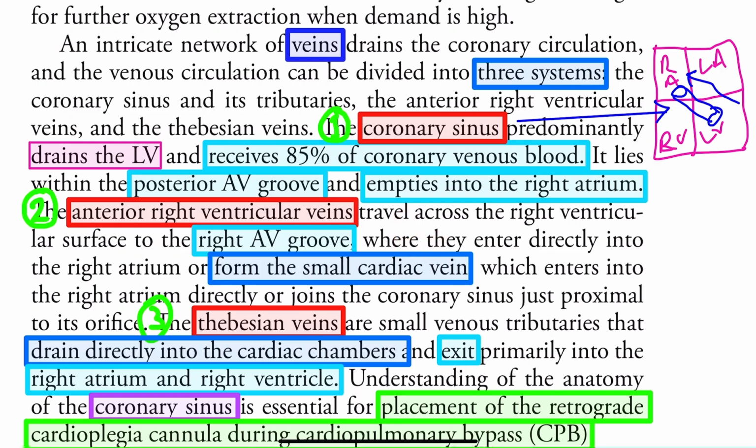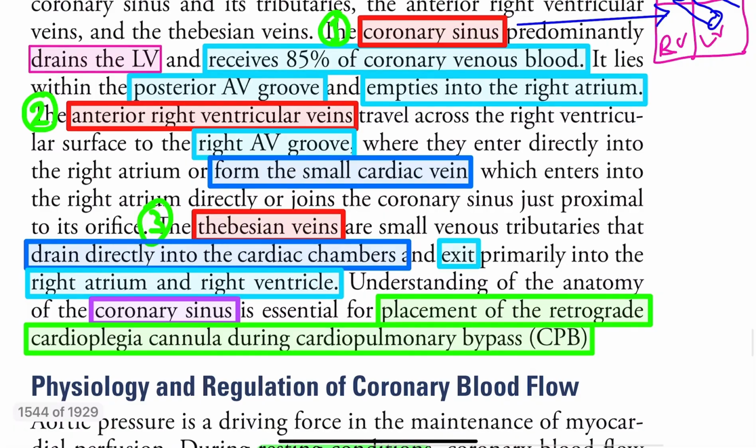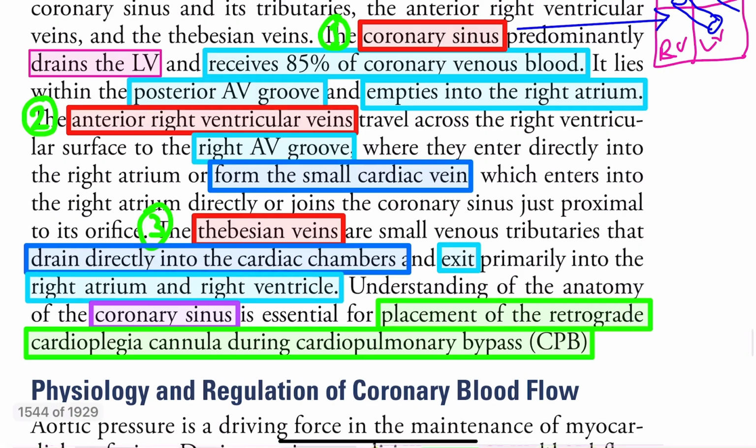Now come to the Thebesian vein. It drains directly into the cardiac chamber and exits primarily into the right side of the heart, either the atrium or the ventricle. You should know the anatomy of the coronary sinus for placement of the retrograde cardioplegia cannula during CABG, cardiopulmonary bypass. So this retrograde is important. It's not antegrade, it's retrograde, through the coronary sinus.